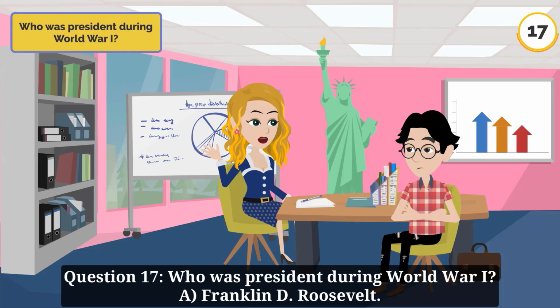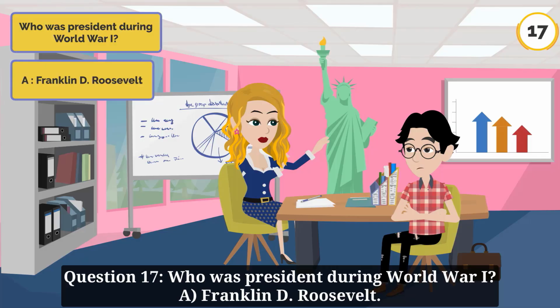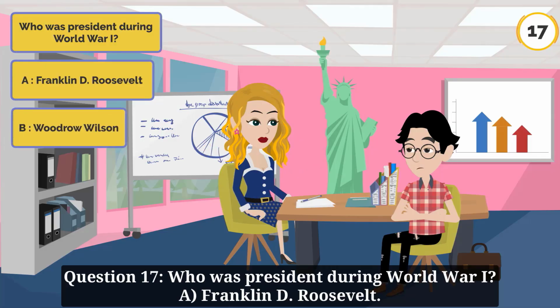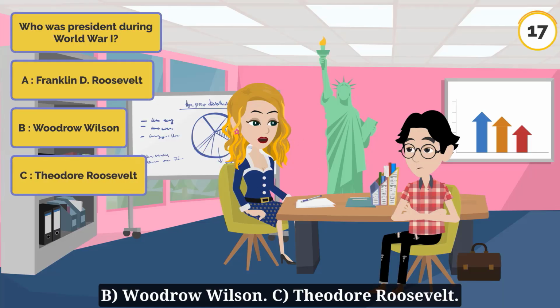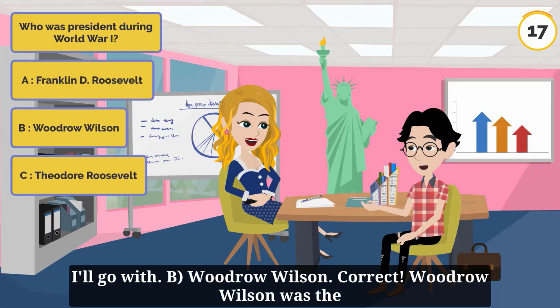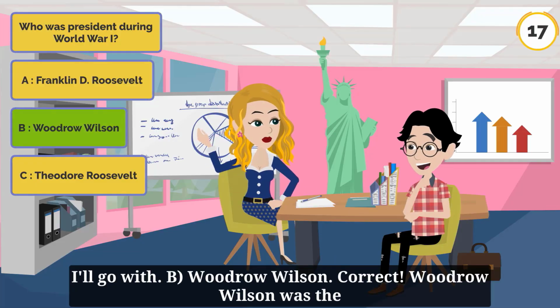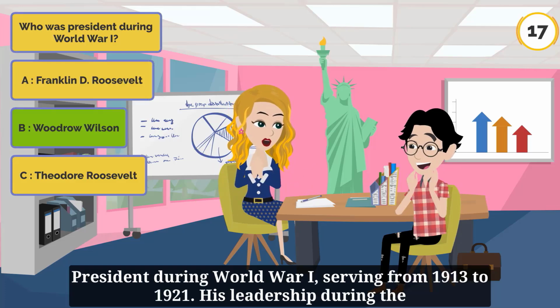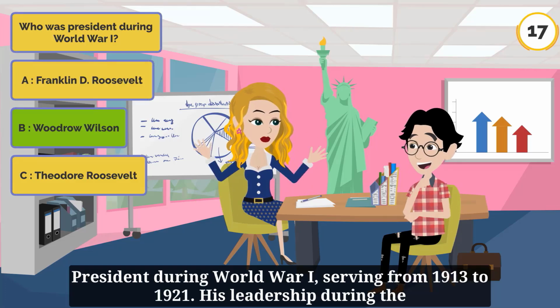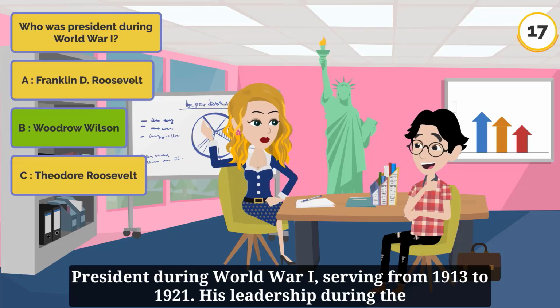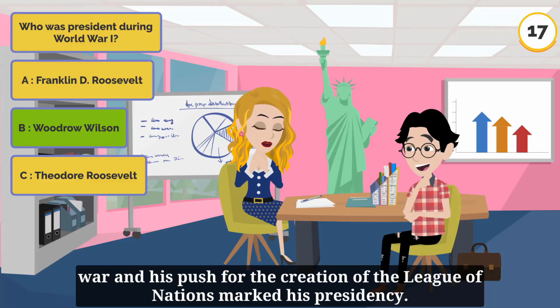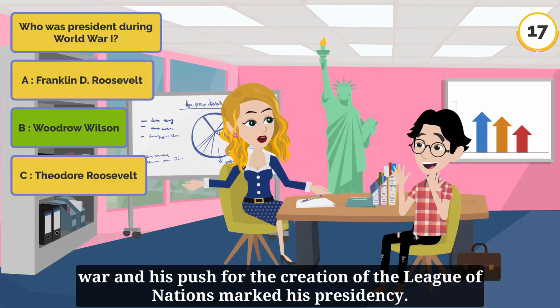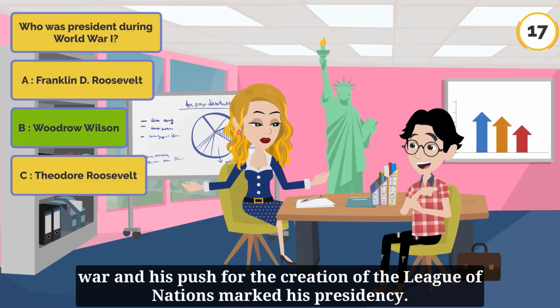Question 17. Who was president during World War I? A. Franklin D. Roosevelt. B. Woodrow Wilson. C. Theodore Roosevelt. I'll go with B. Woodrow Wilson. Correct. Woodrow Wilson was the president during World War I, serving from 1913 to 1921. His leadership during the war and his push for the creation of the League of Nations marked his presidency.